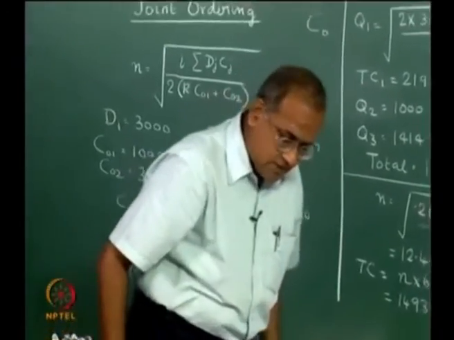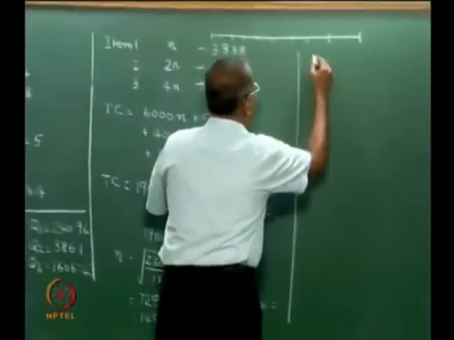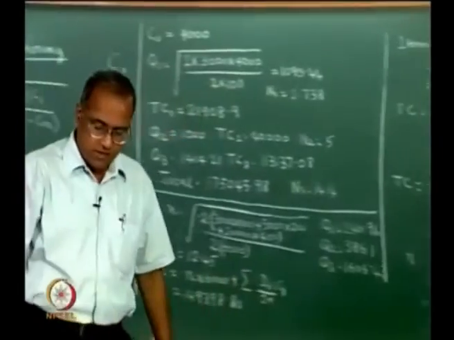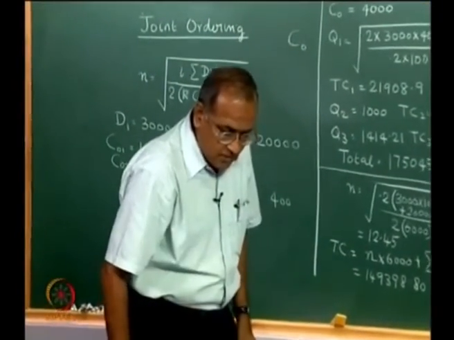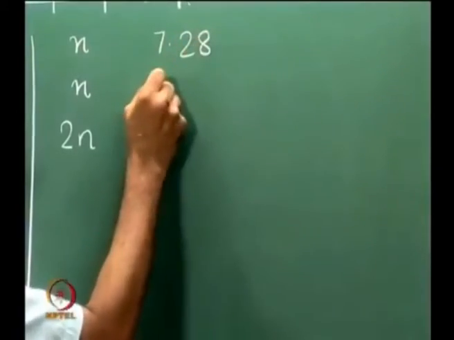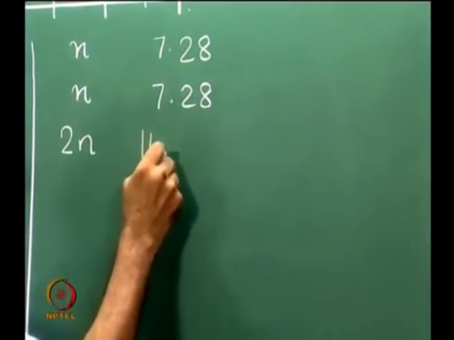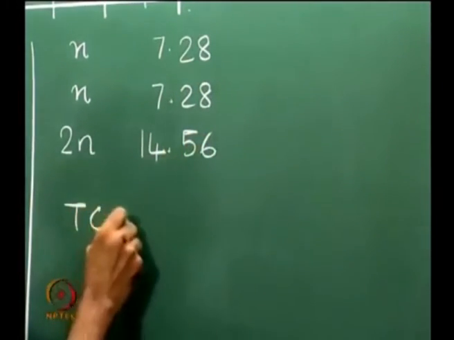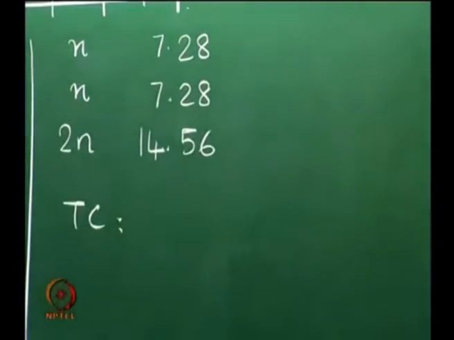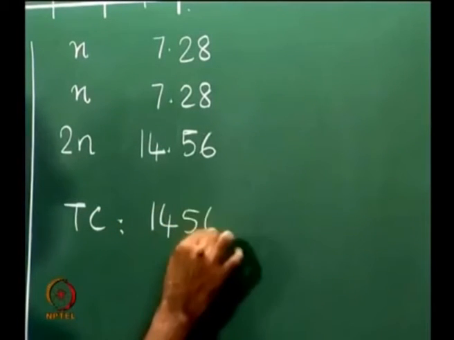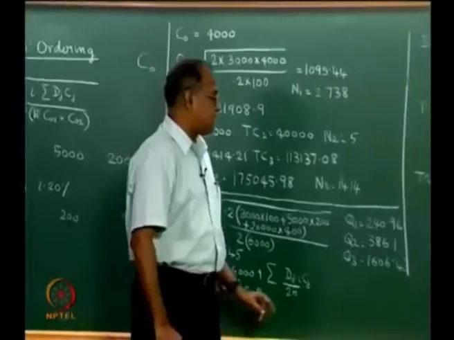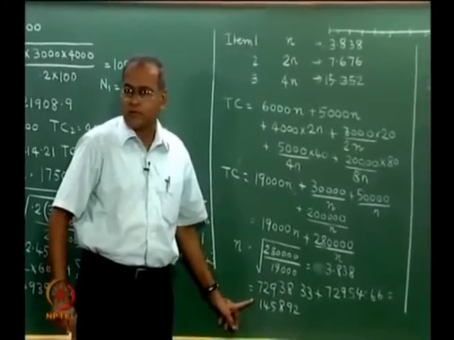In fact, if we do 1:1:2, which means n and 2n, for this particular problem we will have n equal to 7.28, and the total cost actually comes out to 145602, which is a slight decrease compared to 145892.